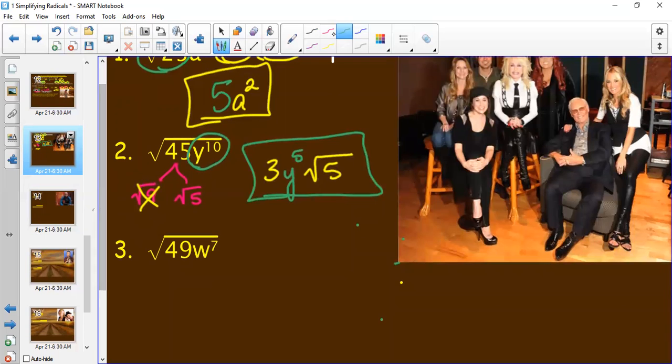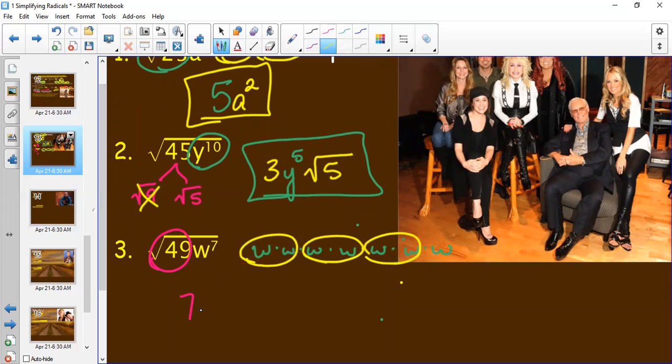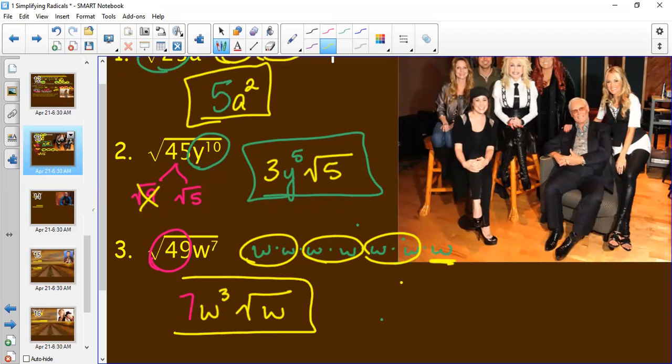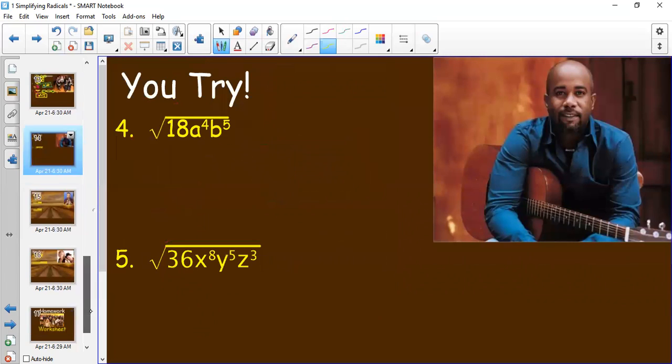All right, number 3, square root of 49. That's a perfect one. I know that answer. That's 7. W to the 7th. How many pairs are there? So 1, 2, 3, 4, 5, 6, 7. How many pairs? There's 1, 2, 3 pairs. So W to the 3rd out front. 1 left over. So 1 stays inside, and that would be our answer. All right, why don't you guys go ahead and pause now and see if you could do this on your own.